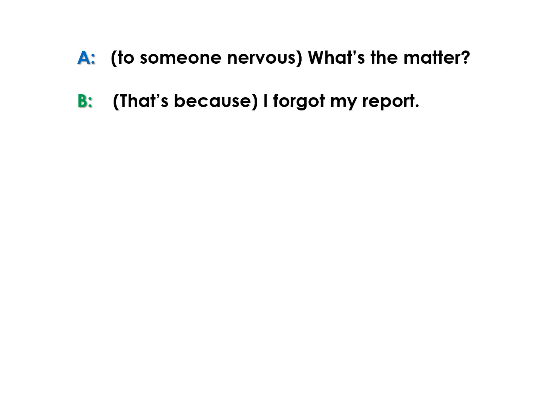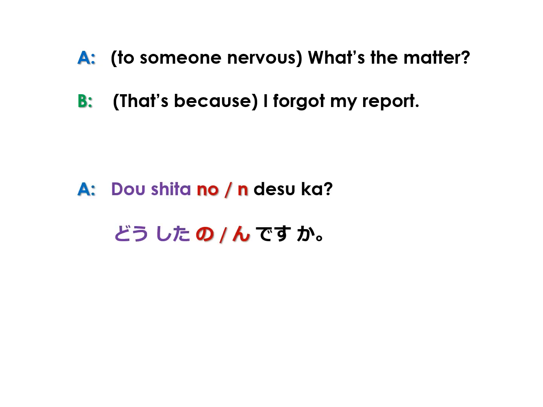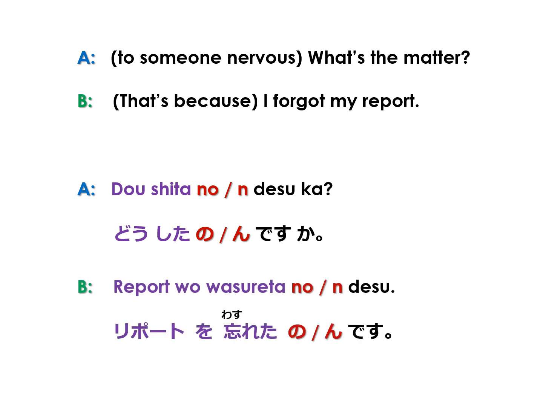And to someone who's nervous, you can ask, どうしたのですか? Or どうしたんですか? You're already nominalizing どうした here, meaning that you want an explanation. And you might get a reply such as, "Oh, I forgot my report." リポートを忘れたのです。 Or リポートを忘れたんです。 To explain why he looks nervous.